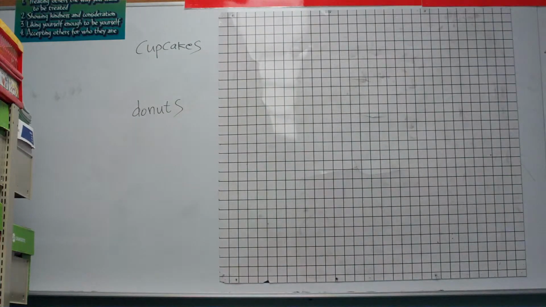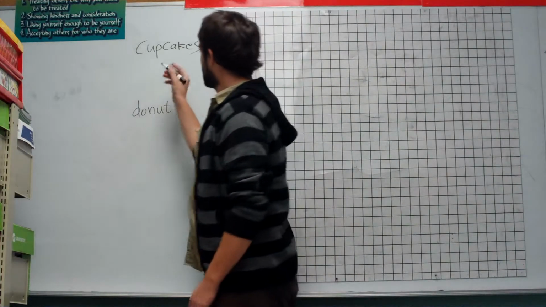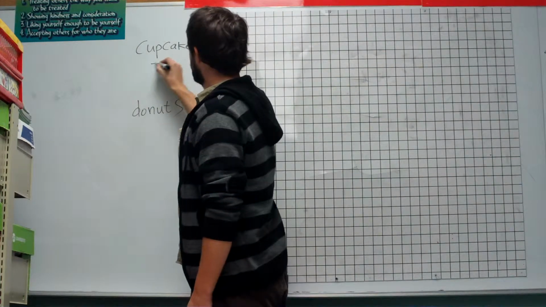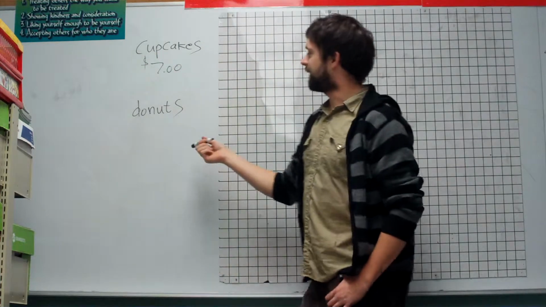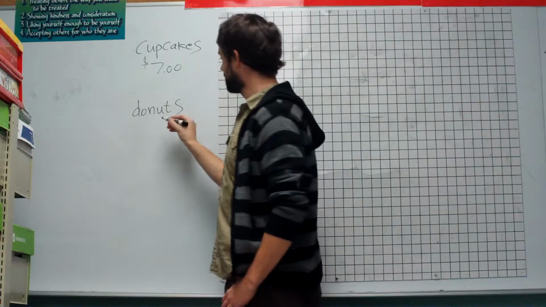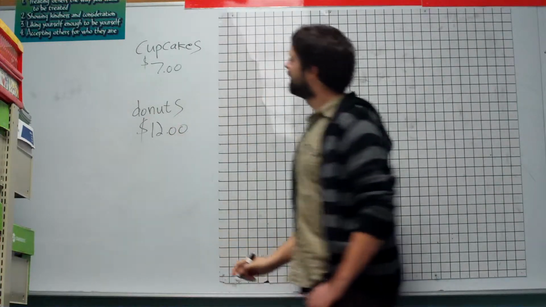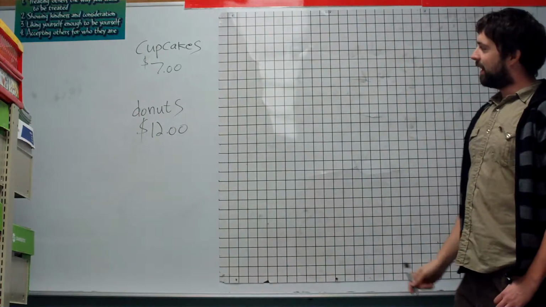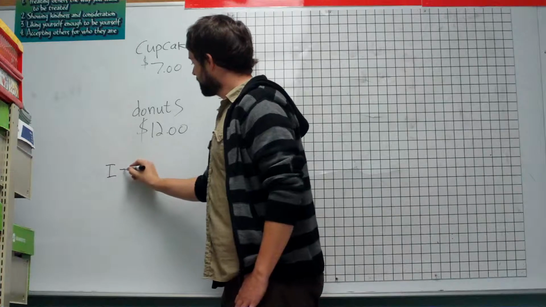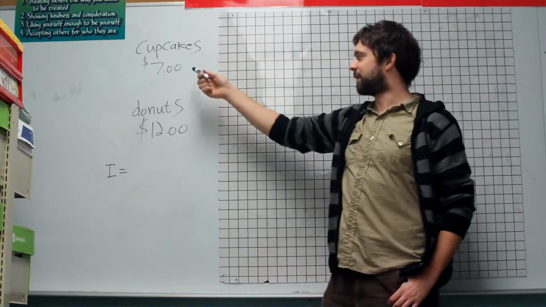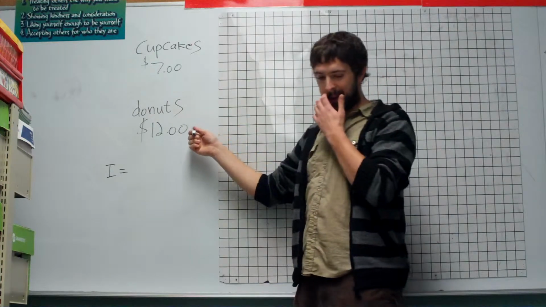So let's say I'm making $7 for every cupcake, and I'm making $12 for every donut. So there's some fancy donuts. I want to determine what my income is. The question tells me I'm making cupcakes and getting $7 per cupcake, and I'm making donuts and making $12 per donut.